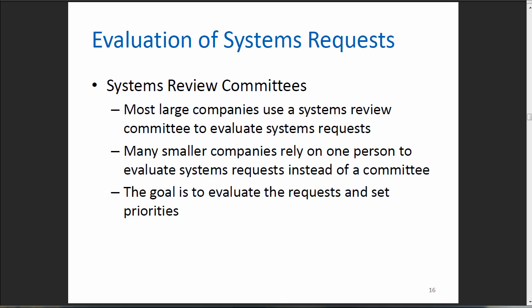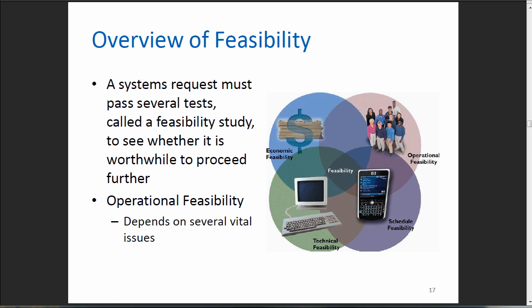Smaller companies rely on one person. A lot of times this could be you as the IT expert. What do you think? And again, I would encourage you to get those managers and other people involved. So getting people involved early, I can't say it enough, is key to project success. The goal is to evaluate the request and set priorities of all the requests coming in. Again, feasibility, sort of redundant here, but is it feasible?